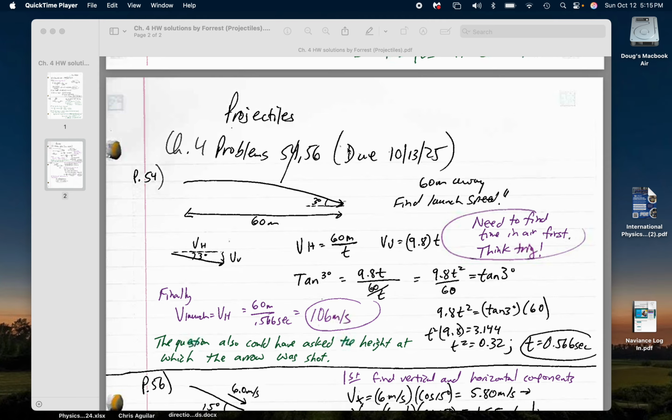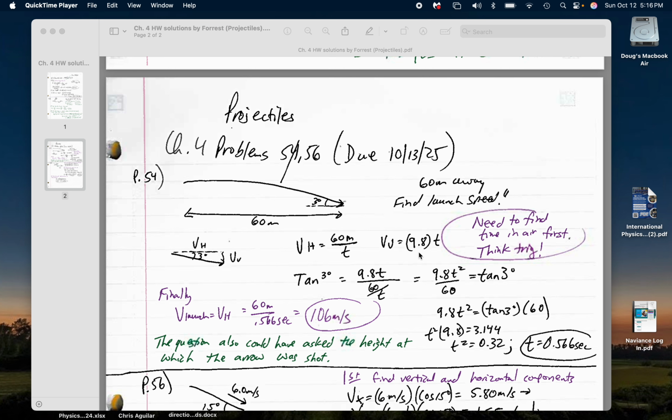So I'm thinking, holy cow, I don't have enough information. However, I can realize that this 3-degree angle at the time it hits involves components of both the vertical and horizontal velocity. The horizontal velocity doesn't change, the vertical velocity does. So the horizontal velocity is 60 meters divided by t. I can also think about the fact that the vertical velocity after that amount of time t is going to equal 9.8 meters per second squared times t.